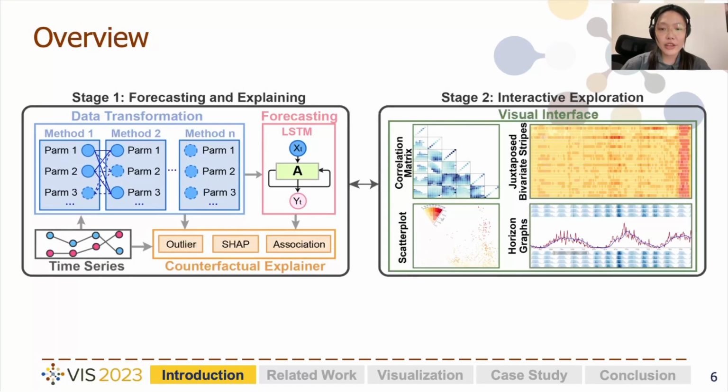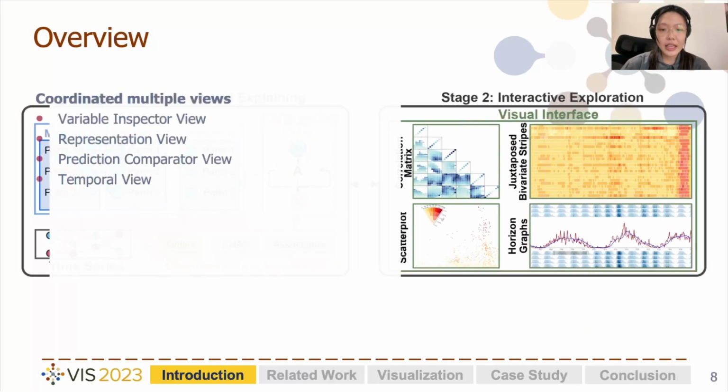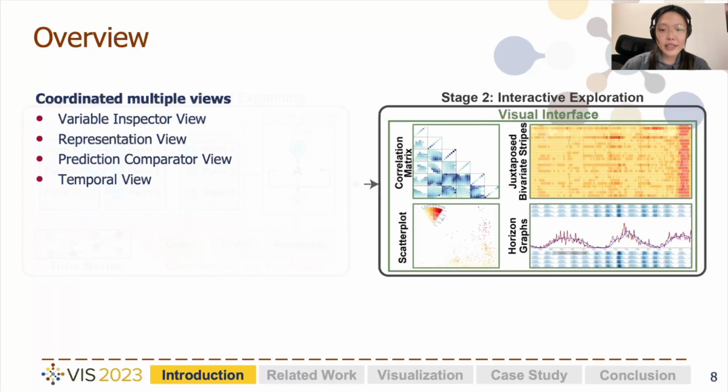We propose a visual analytics framework, TimeTuner, which mainly consists of 4 modules in 2 stages: data transformation, forecasting, and counterfactual explaining in the forecasting and explaining stage. In this work, TimeTuner is instantiated with smoothing and sampling, which are commonly used transformation methods for time series data. In the interactive exploration stage, we propose a coordinated multiple view visual system.